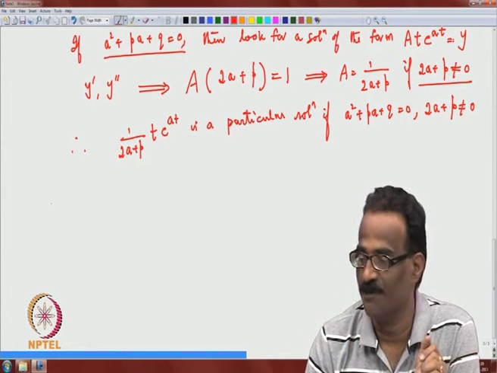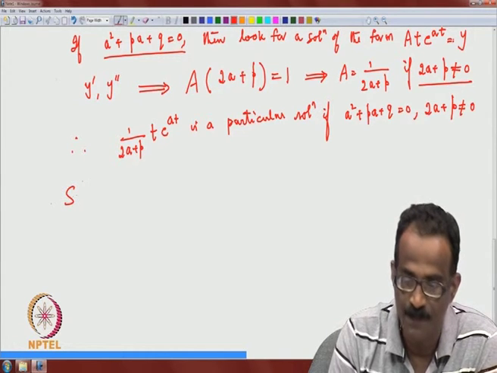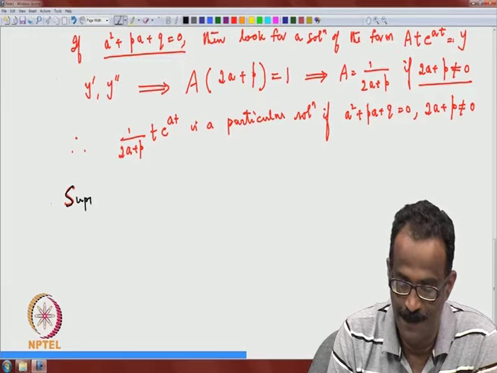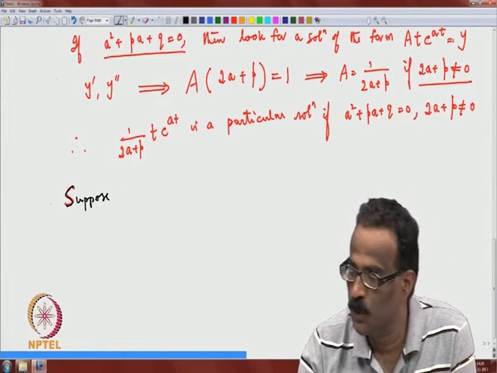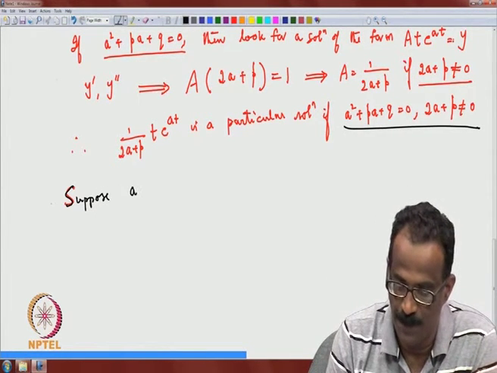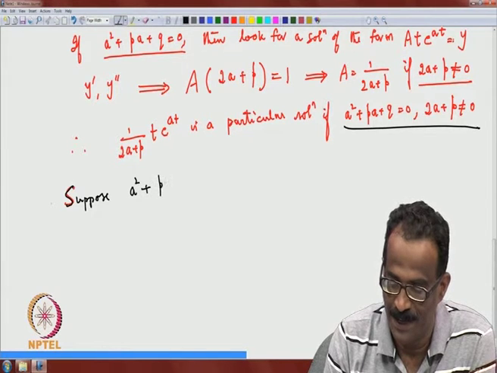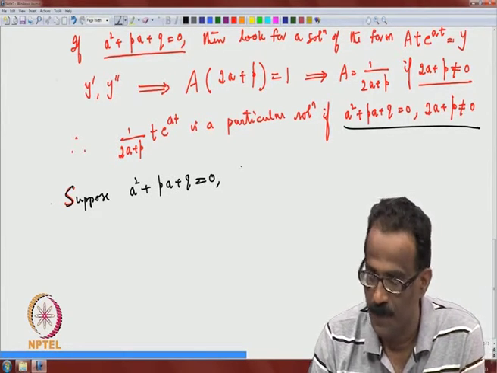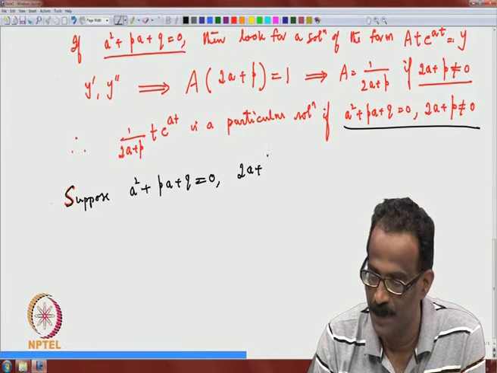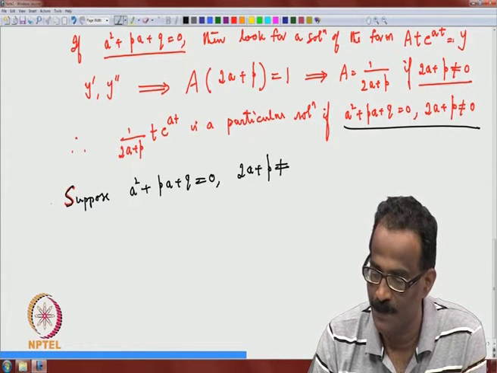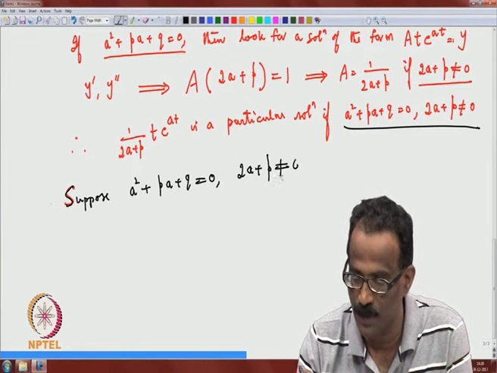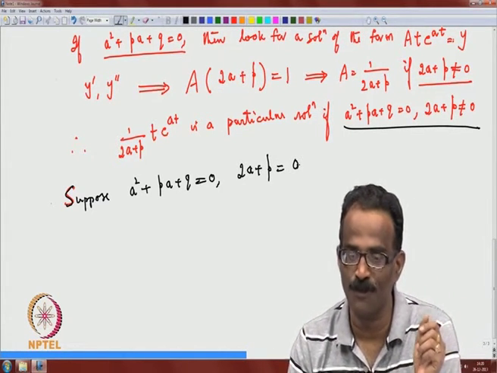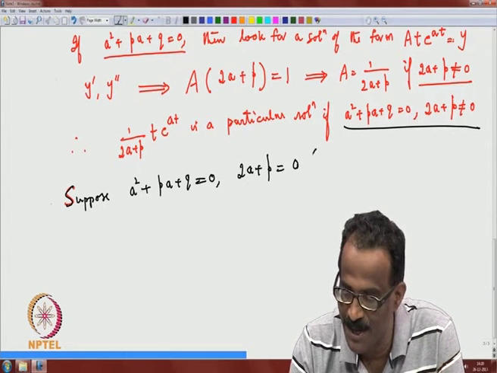So, one more case left out. Suppose these two happen, that is a square plus p a plus q is equal to 0, and 2a plus p not equal to 0, that is also equal to 0. So, what will happen? What is this situation first of all? This is the more interesting.